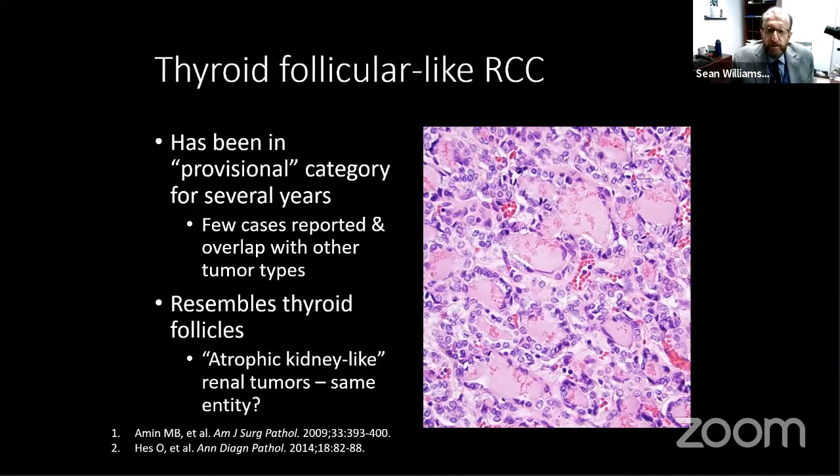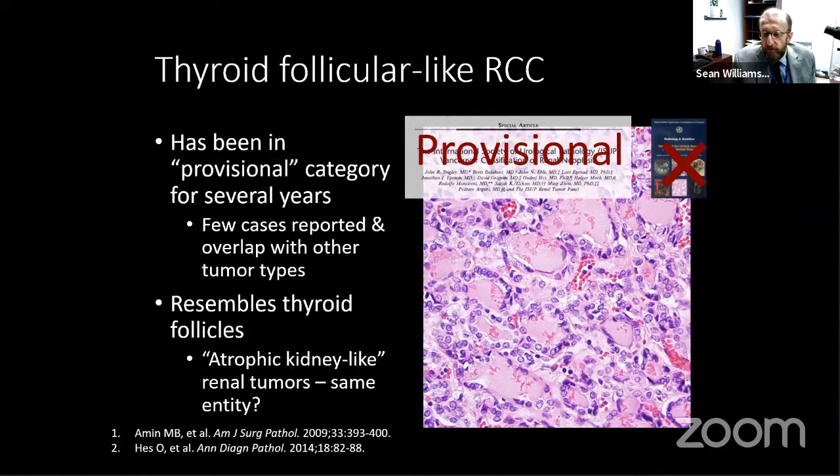Another entity that's been sort of hanging around in the provisional category for a number of years is so-called thyroid follicular-like renal cell carcinoma. This has been sort of stuck as a provisional entity for a number of years because not a whole lot of cases have been reported, and it seems that there's some overlap with other renal tumor types. But these tumors, in brief, resemble thyroid follicles with a colloid-like secretion in the lumen.